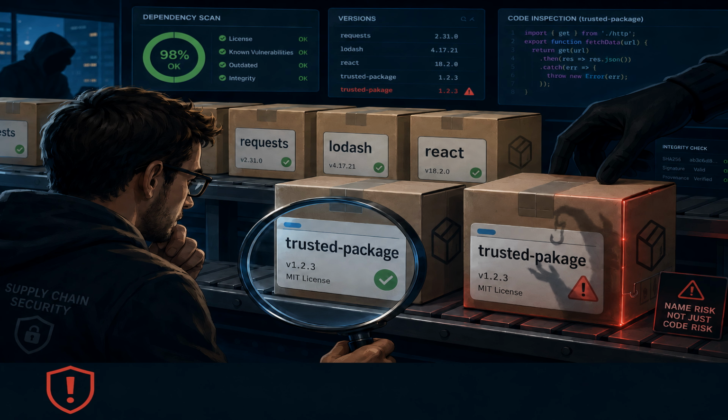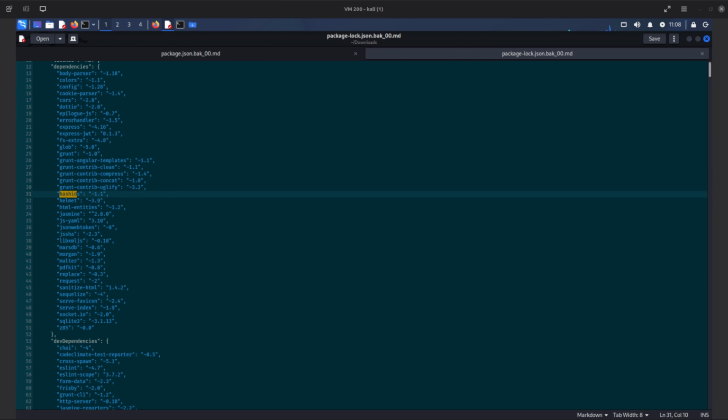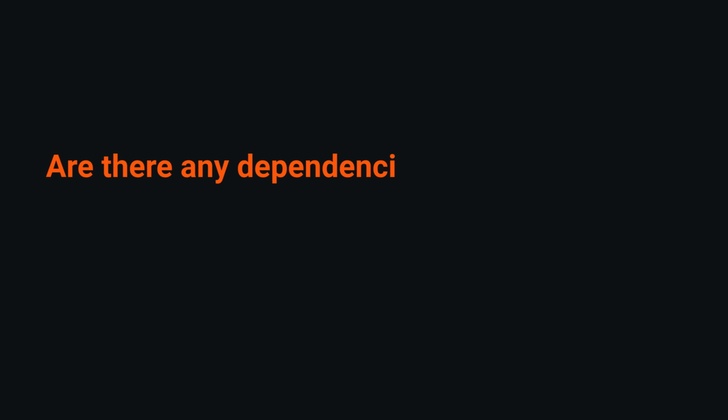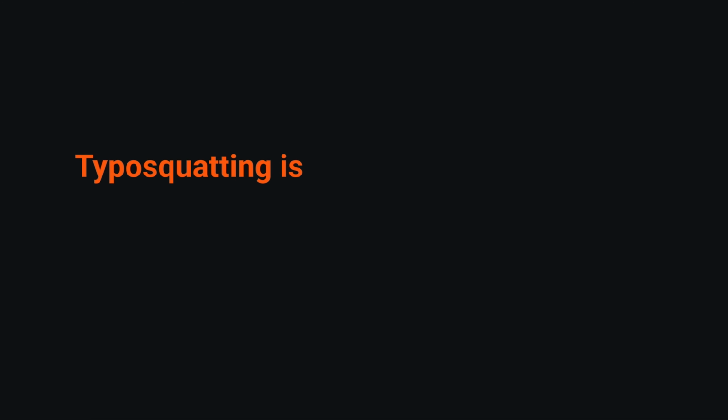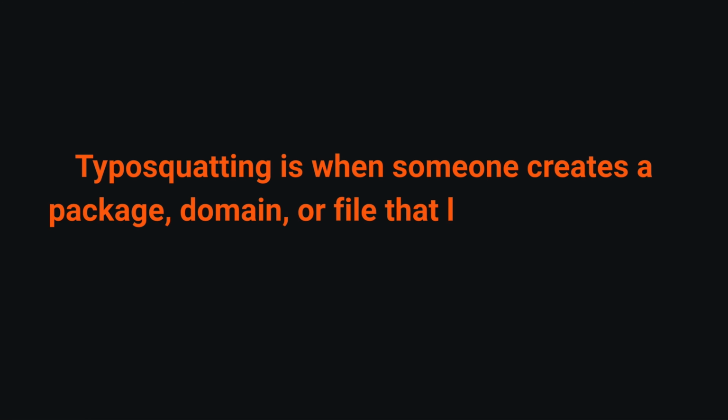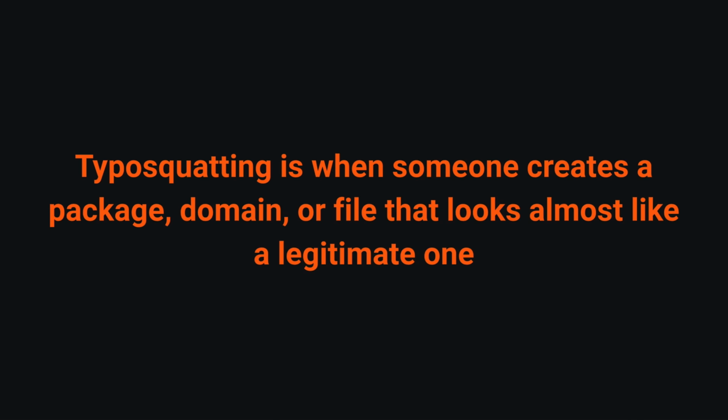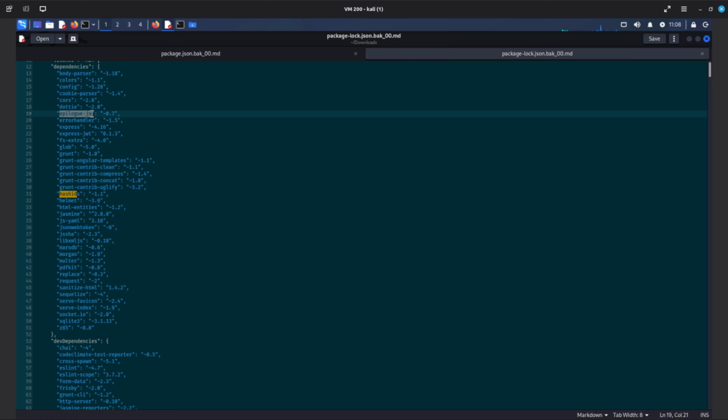But sometimes dependency review is not only about versions and algorithms. Sometimes the risk is in the package name itself. Because in supply chain attacks, a package can be dangerous before you even look at the code. It can be dangerous because it was made to look like something else. So the next question became, are there any dependencies here that look like they might be trying to imitate another package? That's where typosquatting comes in. Typosquatting is when someone creates a package, a domain, or a file name that looks almost like a legitimate one. So the goal is that the developer trusts it without noticing the difference.